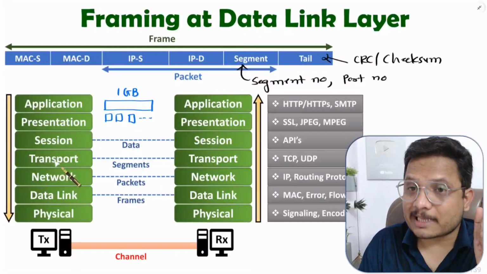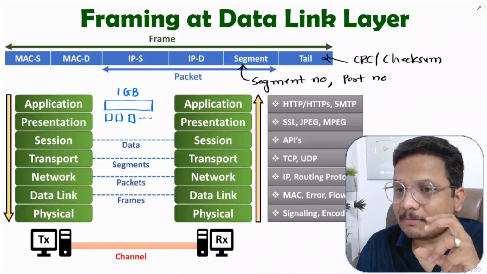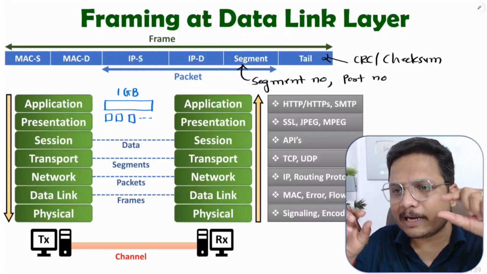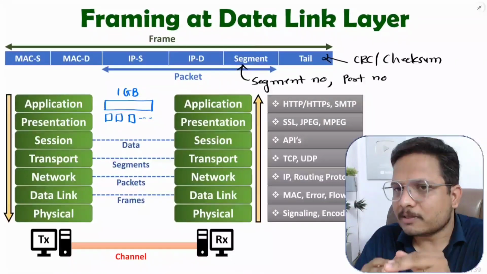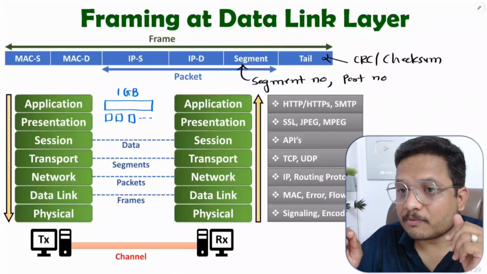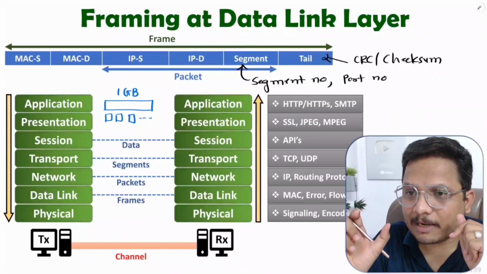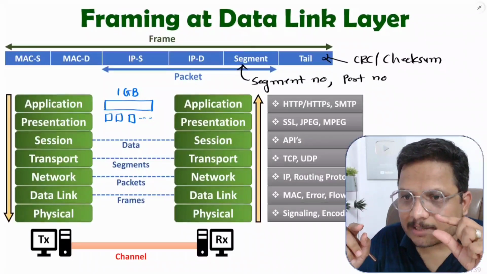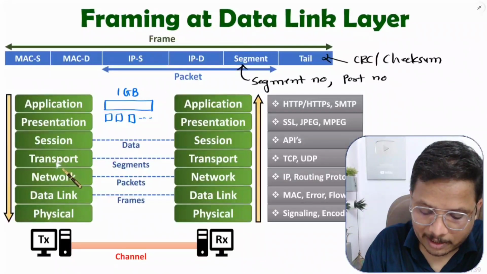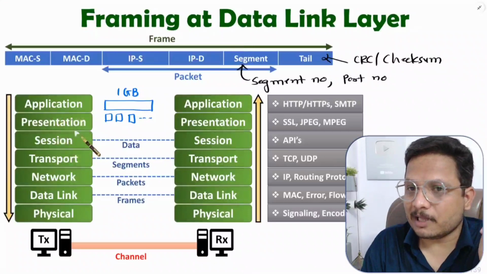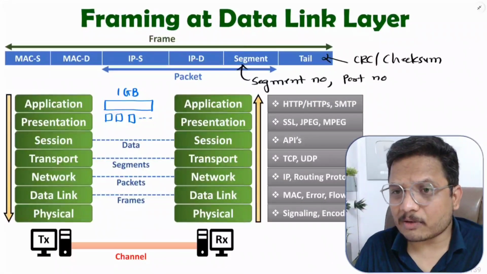Segmentation is done at the transport layer. Segmentation means you are bisecting data into small segments. The port number tells which process is associated with a given segment, as well as the sequence number of that segment, which is given at the transport layer, and the data is initiated by these three layers, right? So that is how things are.